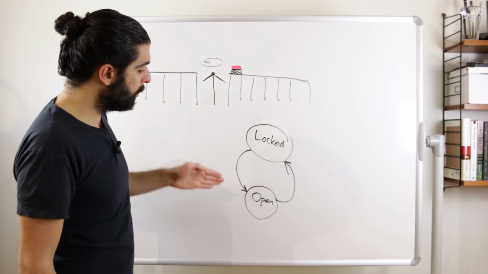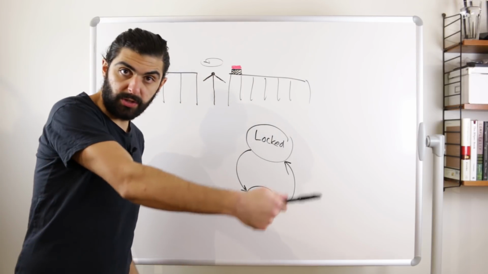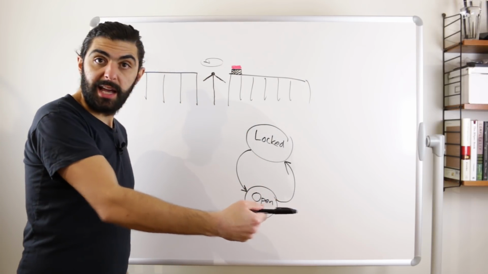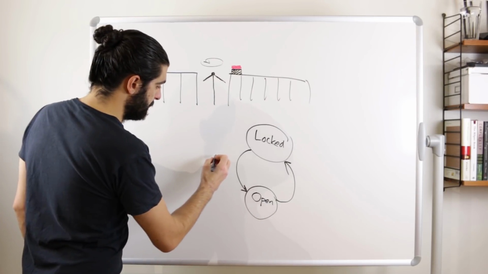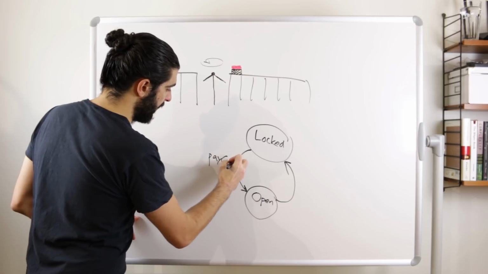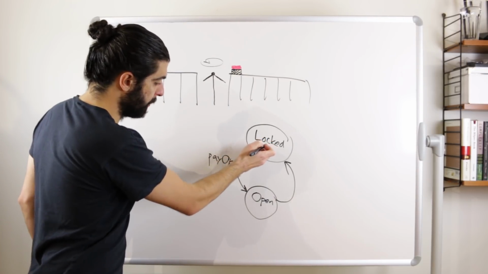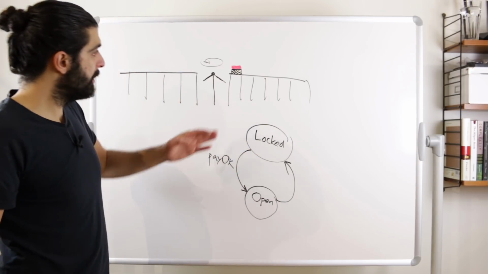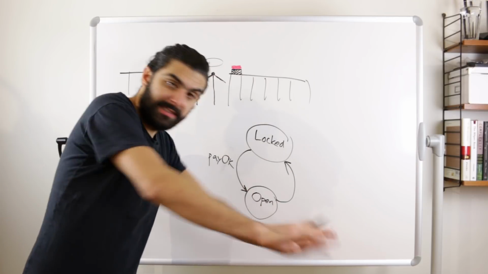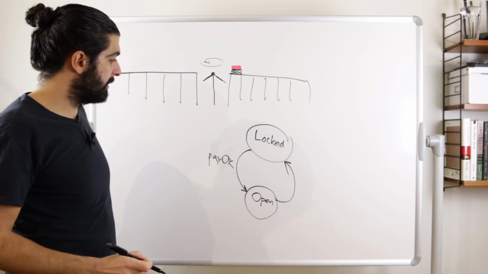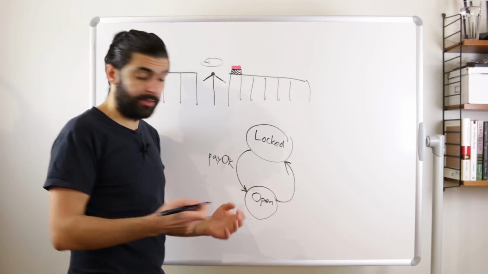So when you go from locked to open, that happens if you pay. If you put your card and you pay and you happen to have sufficient funds on the card. So let's say, to keep it simple, pay OK. If the payment was OK, then we transition from locked to open. And then the person using the turnstile passes through. So let's call that pass or push or enter. Let's actually call it enter.